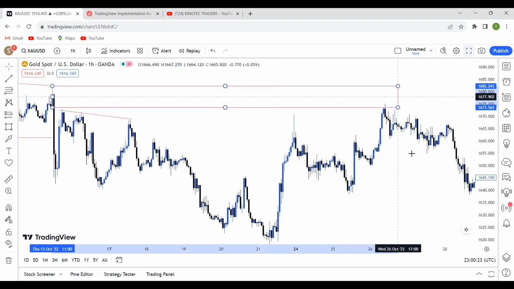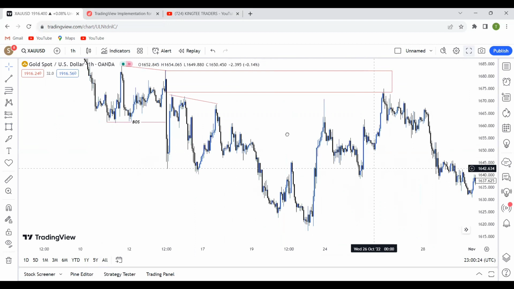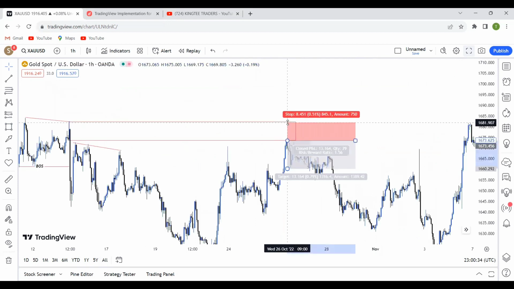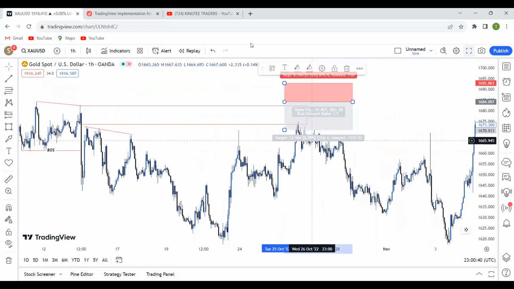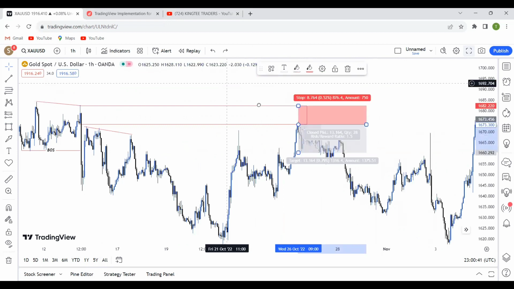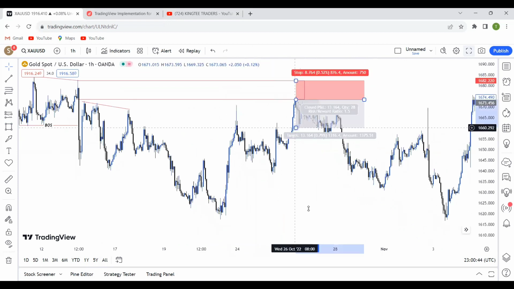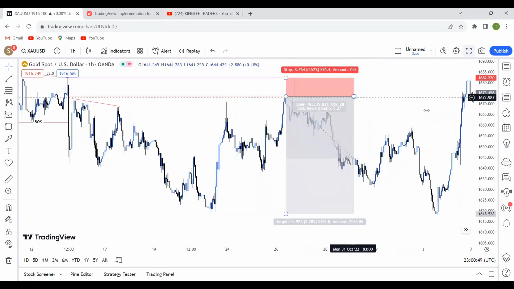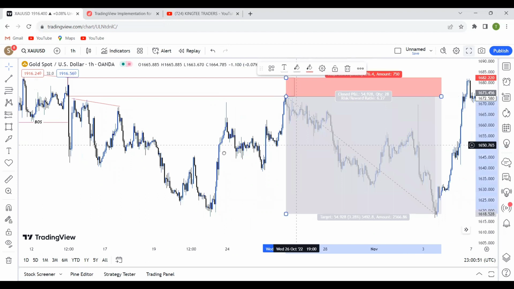You see, the market came and mitigated our order block and our market dropped. Obviously, if we took a trade here, our stop loss is going to be above this order block. Then if we take profit, our take profit is going to be where? Our take profit is going to be on our next low. This is our next low, and as you can see, the market came and hit our take profit.